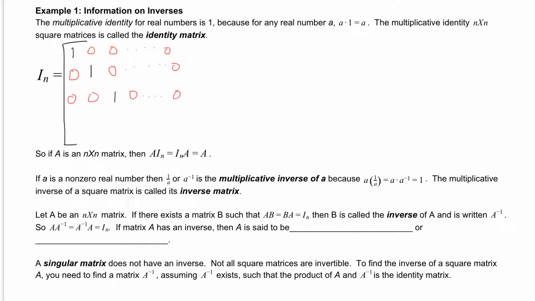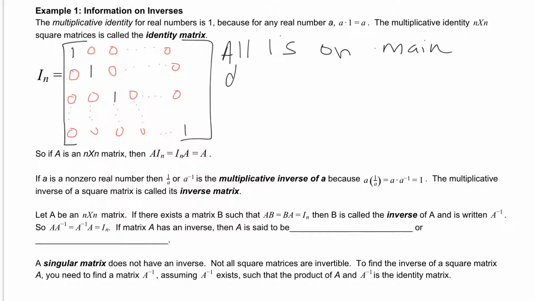And this is going to continue as we go down. These would all be zeros, these would all be zeros here, these would all be zeros, all the way out till our last number here would be a 1. So basically what you're seeing is you have a diagonal of 1s, all 1s on the main diagonal, and zeros everywhere else.